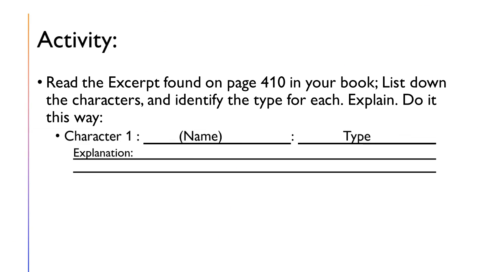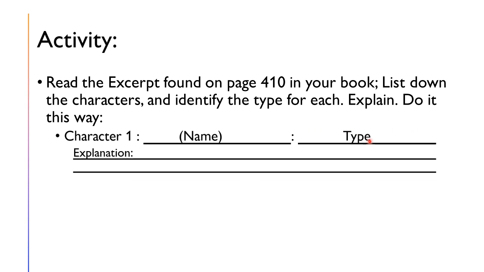For your activity, read the excerpt found on page 410 in your book and list down the characters and identify what type of character they are and explain why. So, for example, character 1, Juan, from the excerpt that you have read. So, for example, the character number 1 is Juan de la Cruz. So you put the name Juan de la Cruz here. And what type of character is he? So in the type of character, there are going to be two answers: static or dynamic, and flat or round. So for example, he is a static character and also he's a round character.